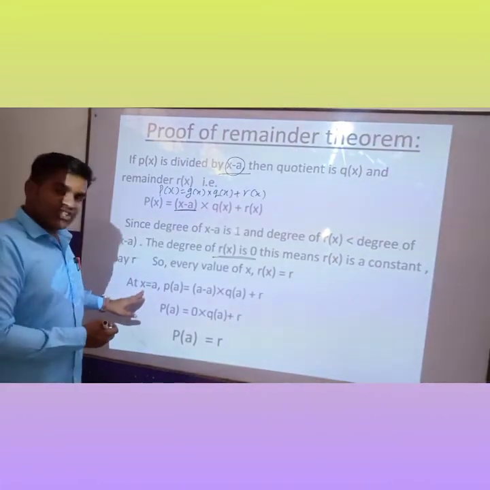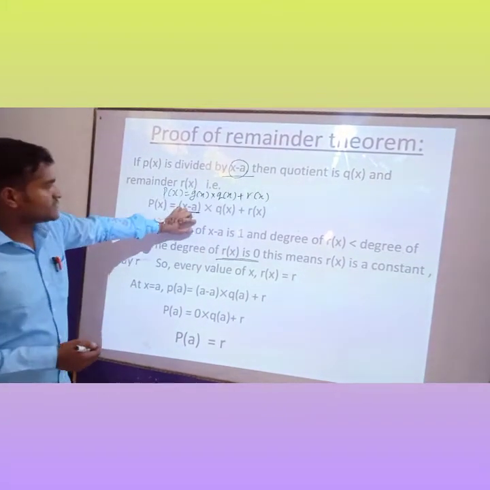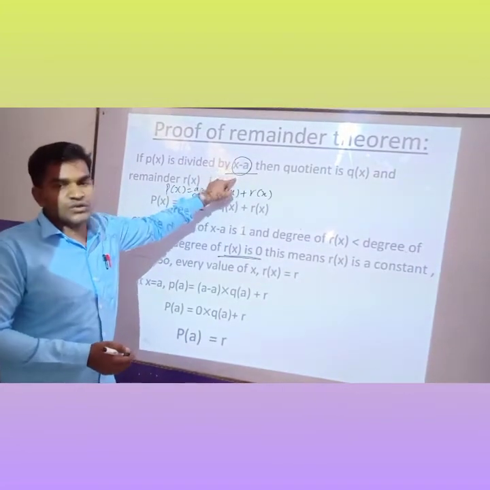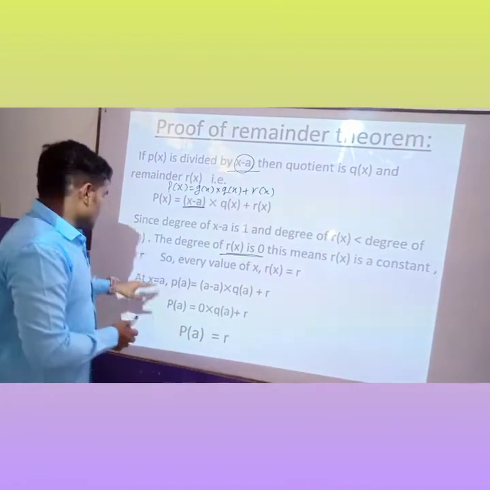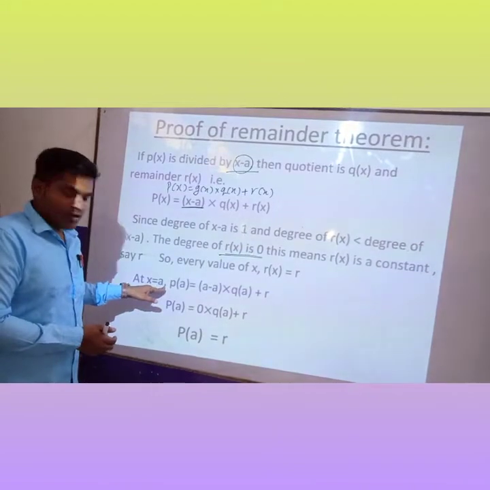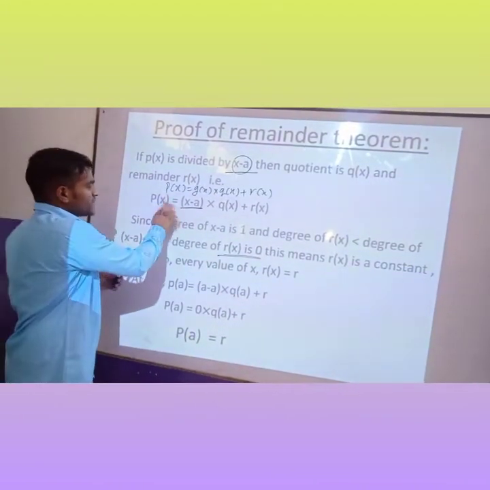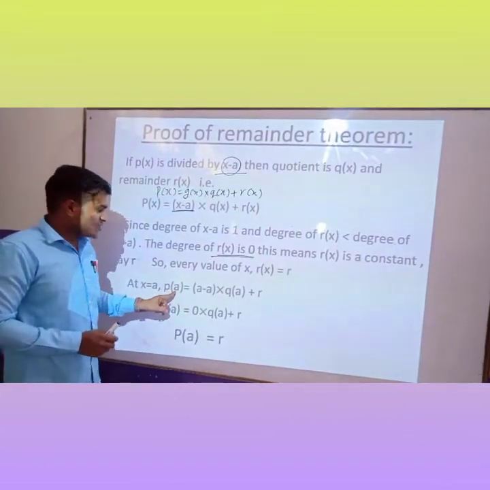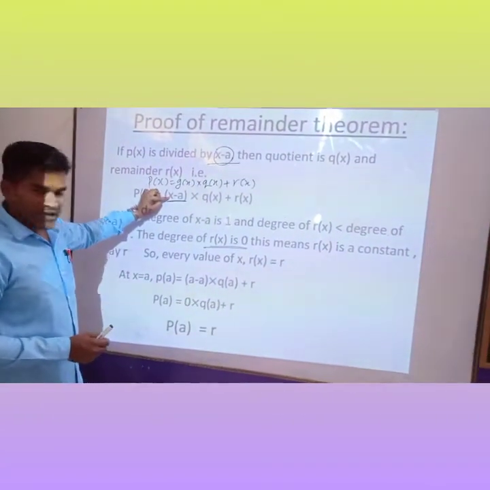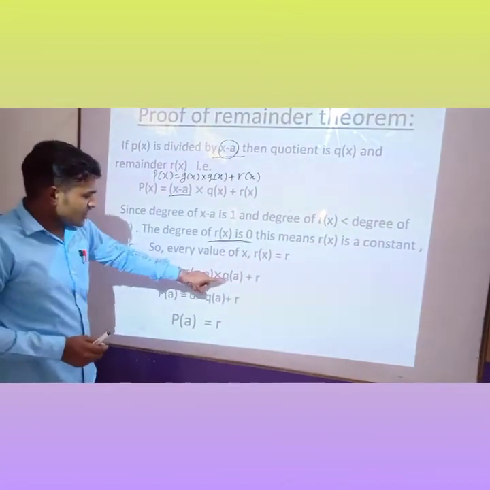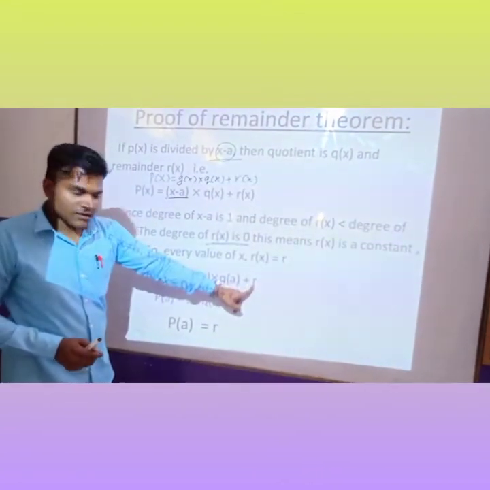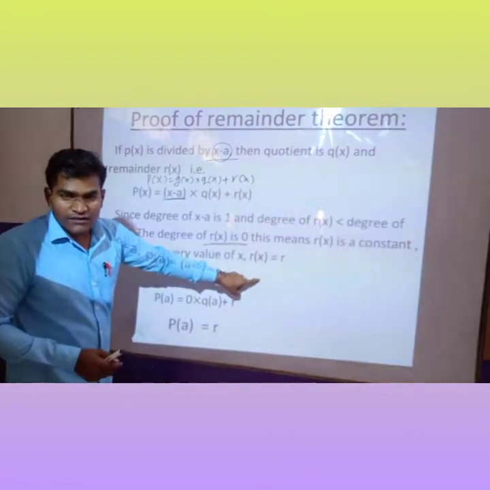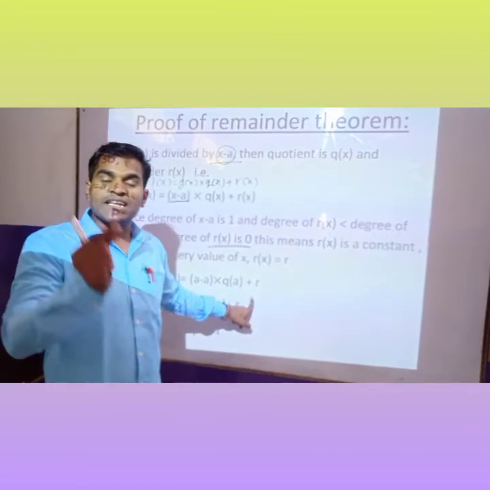So at x equal to a, because x minus a is a divisor, we have to find the zero of x minus a. The zero of x minus a is a. So at x equal to a, we get p(a), meaning x is replaced by a. So p(a) is equal to (a minus a) into q(a) plus r. r(x) is replaced by r, because it is a constant. Why is it constant? Because its degree is 0.